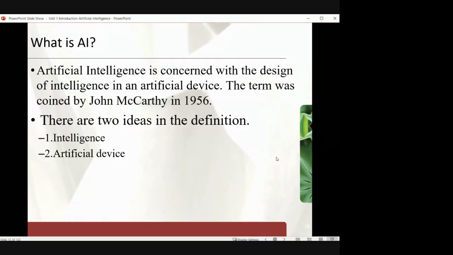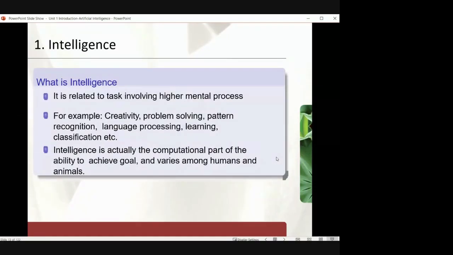So let us see what intelligence is. It is related to tasks involving higher mental processes. So when we have some complex problem to solve, that is when intelligence comes into the picture, right? Mostly when you are calculating probability and statistics, that is when your intelligence is required. For example, creativity, as Nisha mentioned, problem solving, pattern recognition, language processing, learning, classification: these are all intelligence. So it is a kind of computation part, you can say.